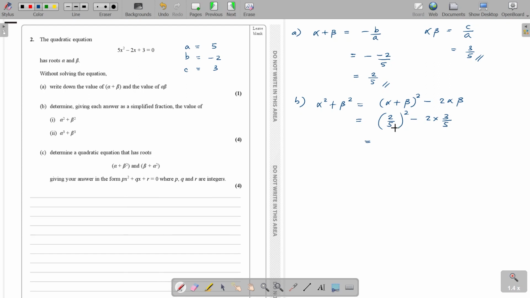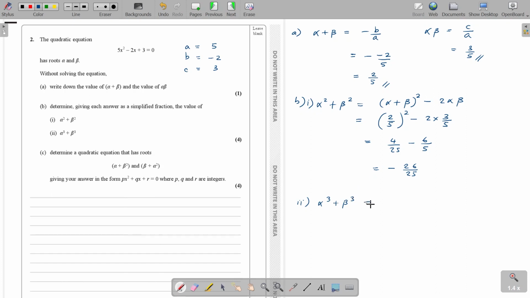2 over 5 square minus 6 over 5, how much? Minus 26 over 25. Is that okay? Okay, then the next one, this is B part, Roman number 2. They ask you to find alpha cube plus beta cube.